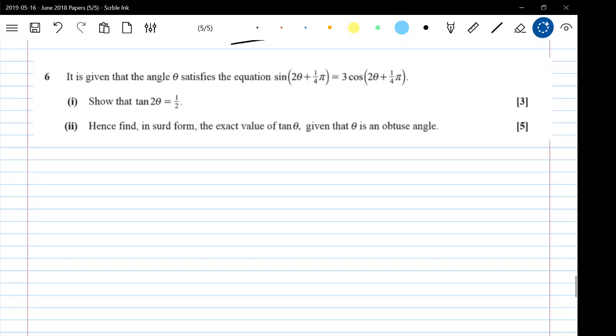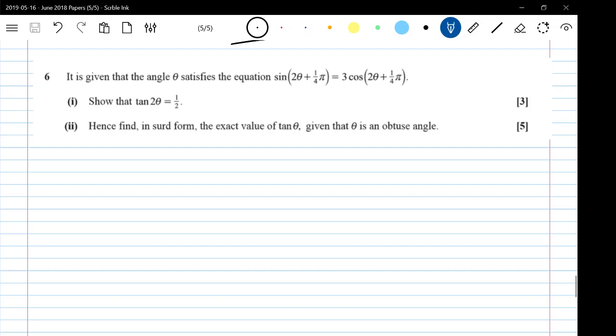So, question 6. It's given that the angle theta satisfies that equation. Show that tan 2 theta is equal to a half. Lots of ways that we could have done this. The most common way that people did this was to expand the brackets.